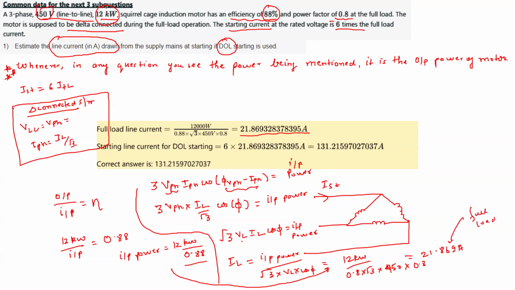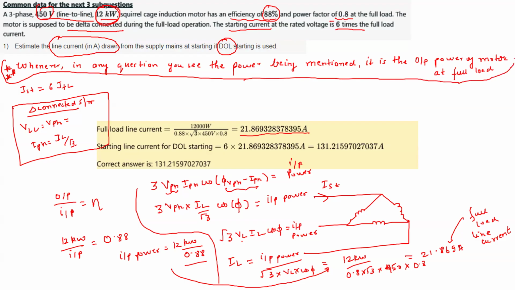Why is this full load line current? Because the output power which is mentioned in the question, this 12 kilowatt, which we used with the efficiency to find the input power, is the power at full load. So it is the output power of the motor at full load. Okay, so in every question, whenever you see that the power is mentioned, that is the output power, but at which load? It is the output power at full load.